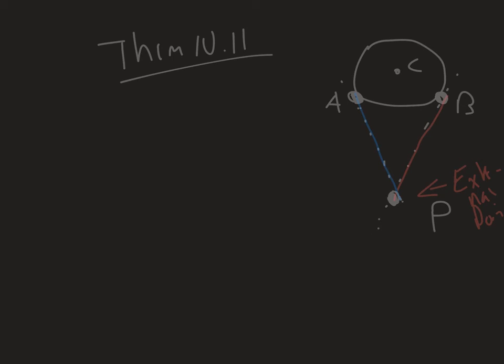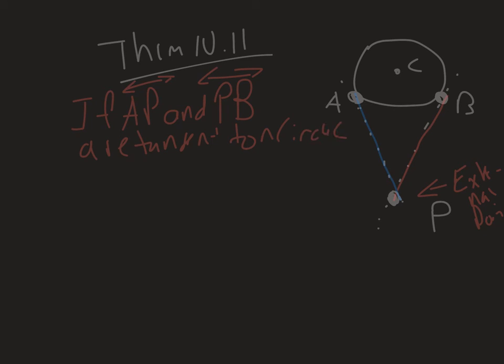Ultimately, what this theorem is saying is that as I have drawn it here, if AP and BP are tangent to the circle C, and keep in mind I'm talking about the lines AP and BP, then we're talking about these segments: AP as a segment is congruent to BP as a segment.